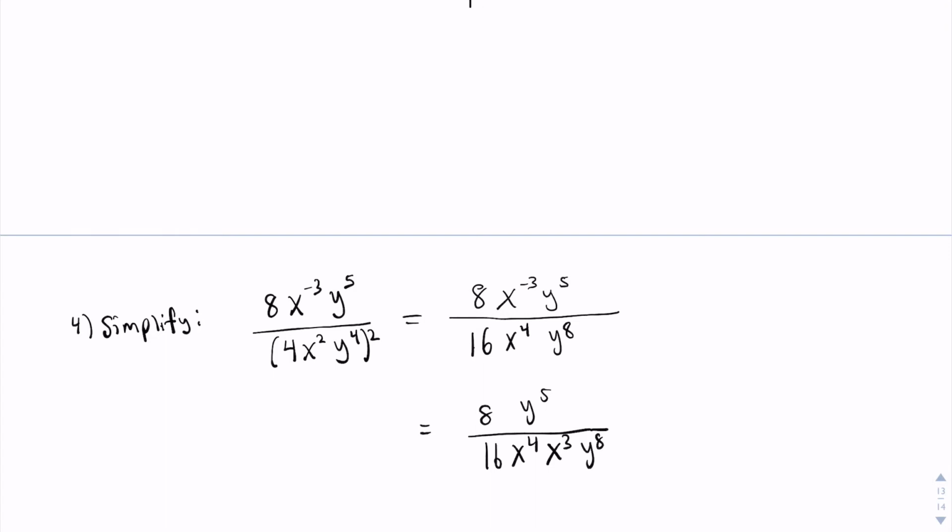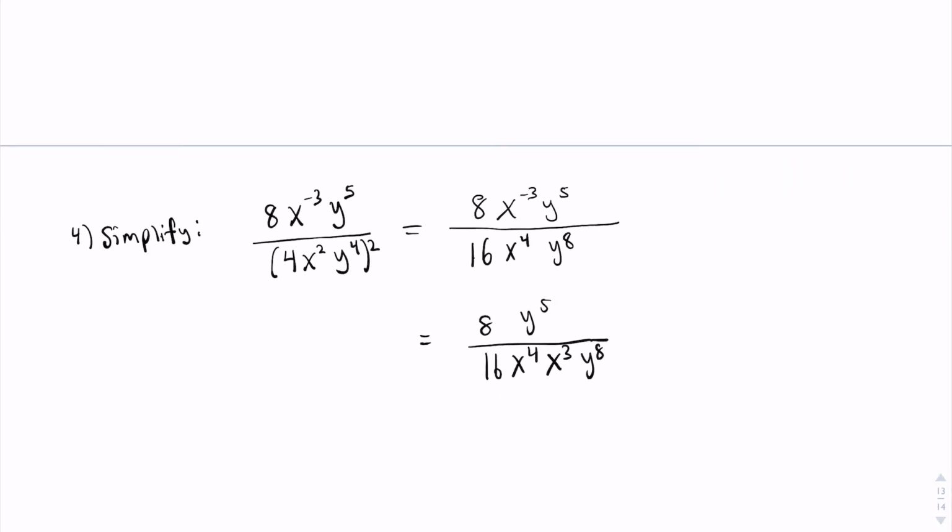So 8 and 16, you can simplify them. That becomes 1/2. And then x to the 4th on the bottom, x to the 3rd, that will give you x to the 7th. So far, this will give me 1/2 x to the 7th.